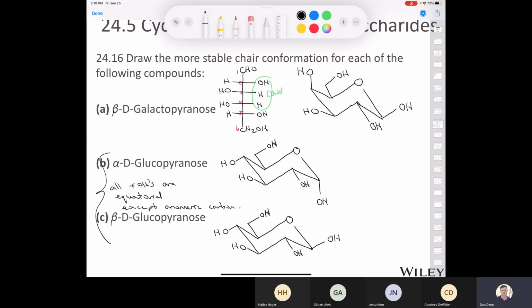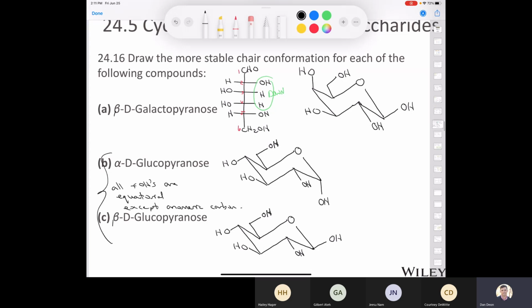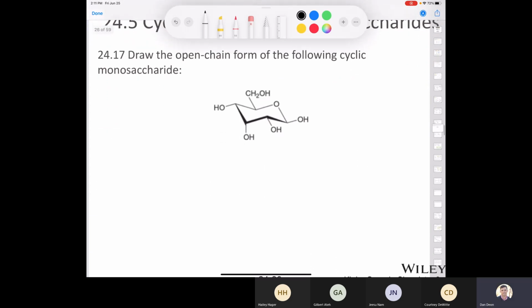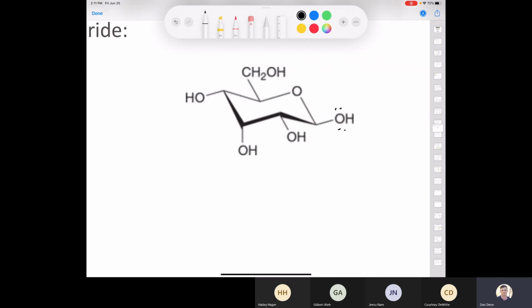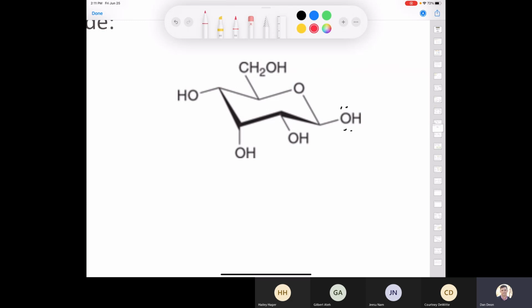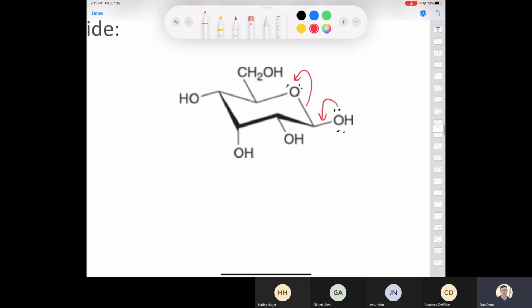And let's see, we had another one here. The next one just asks us to draw the open chain form of a chair. And if you look at your textbook, it goes into a little bit of detail about the mechanism of the ring opening. So it essentially does this, where you end up opening the ring this way. Anyhow, you can look at that in your own spare time, because I'm not going to ask you to draw the mechanism of this at all.